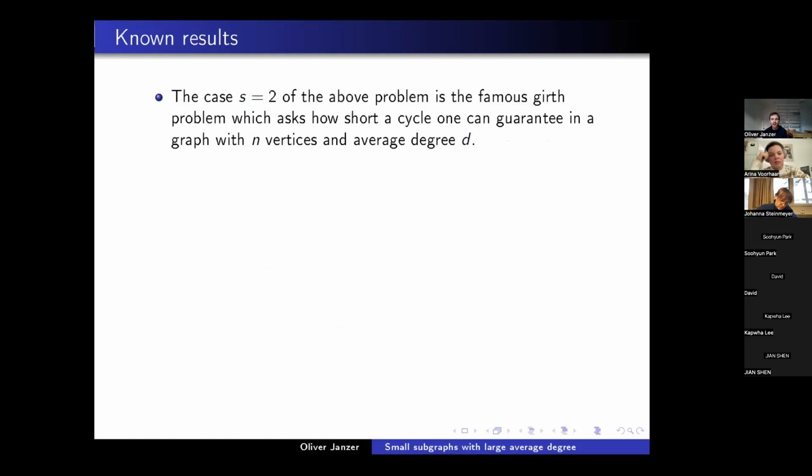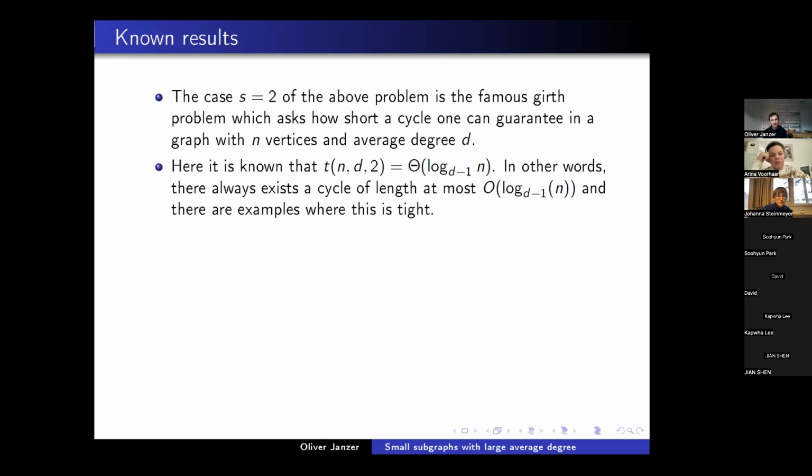So which results are known? The case s equals 2 is a little bit different than all the other cases, because if you find a subgraph with average degree at least 2, it necessarily contains a cycle. On the other hand, a cycle itself has average degree 2. So the problem in the s equals 2 case just becomes find a cycle as short as possible. So how short a cycle one can guarantee in a graph with n vertices and average degree d. This is a famous problem. This is well studied, called the girth problem. And the answer is known up to a constant. It's known that it's roughly log_d n, meaning that you can always find a cycle that has length at most log_d n, but there are examples where you cannot find a shorter one.